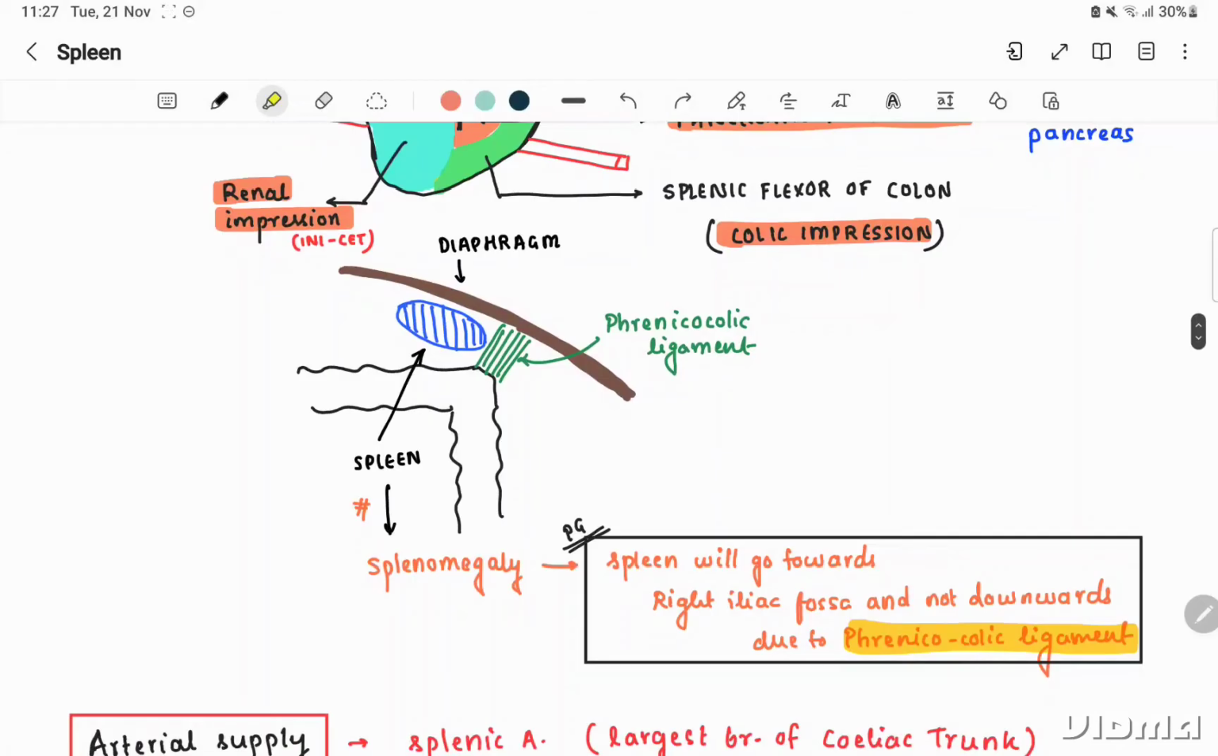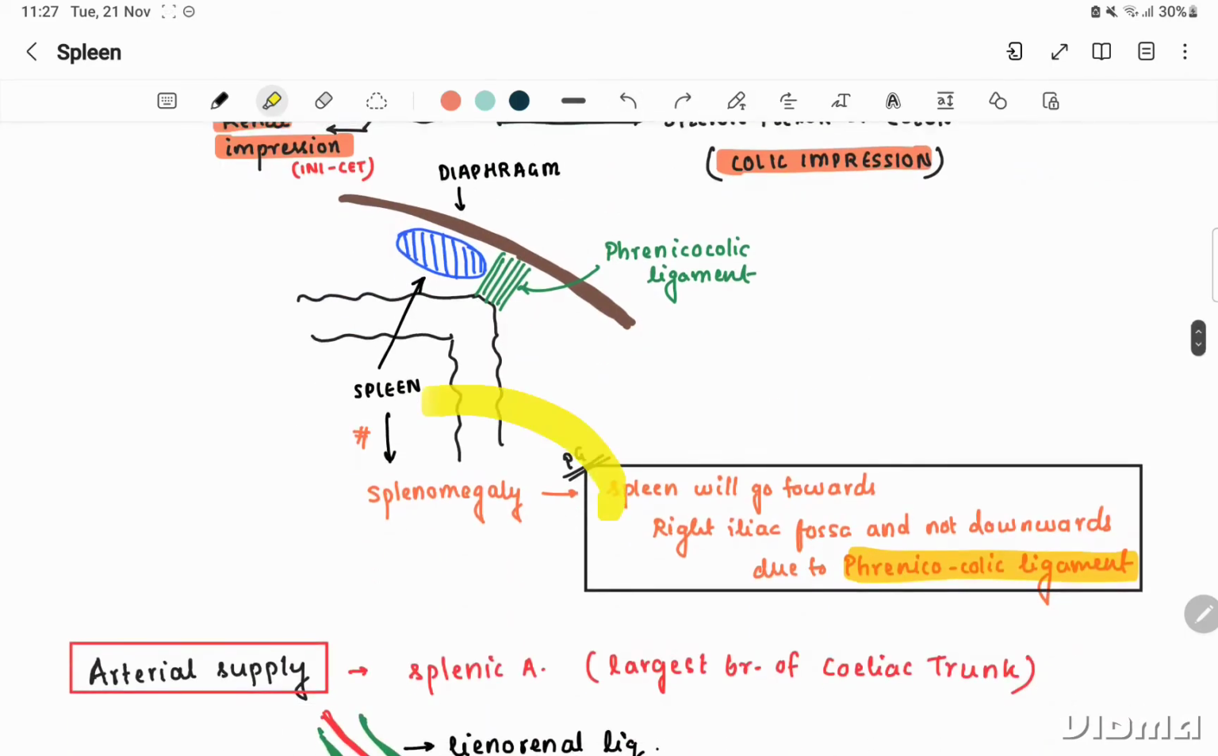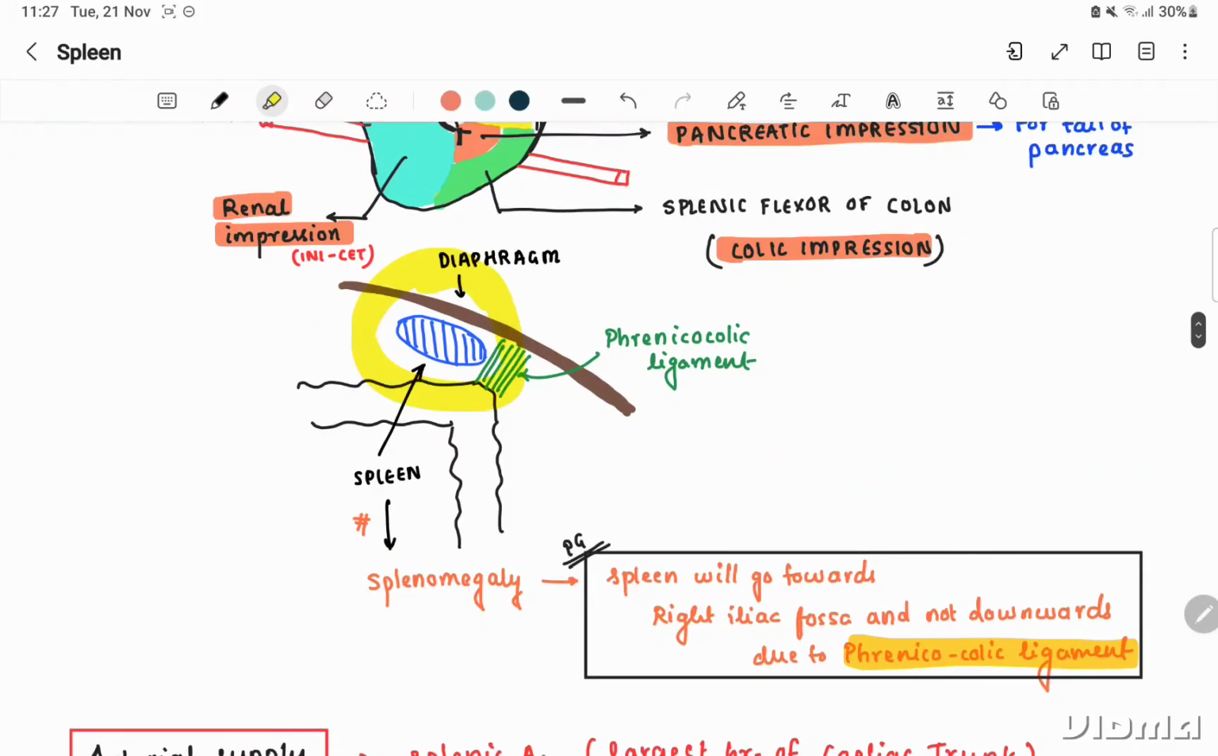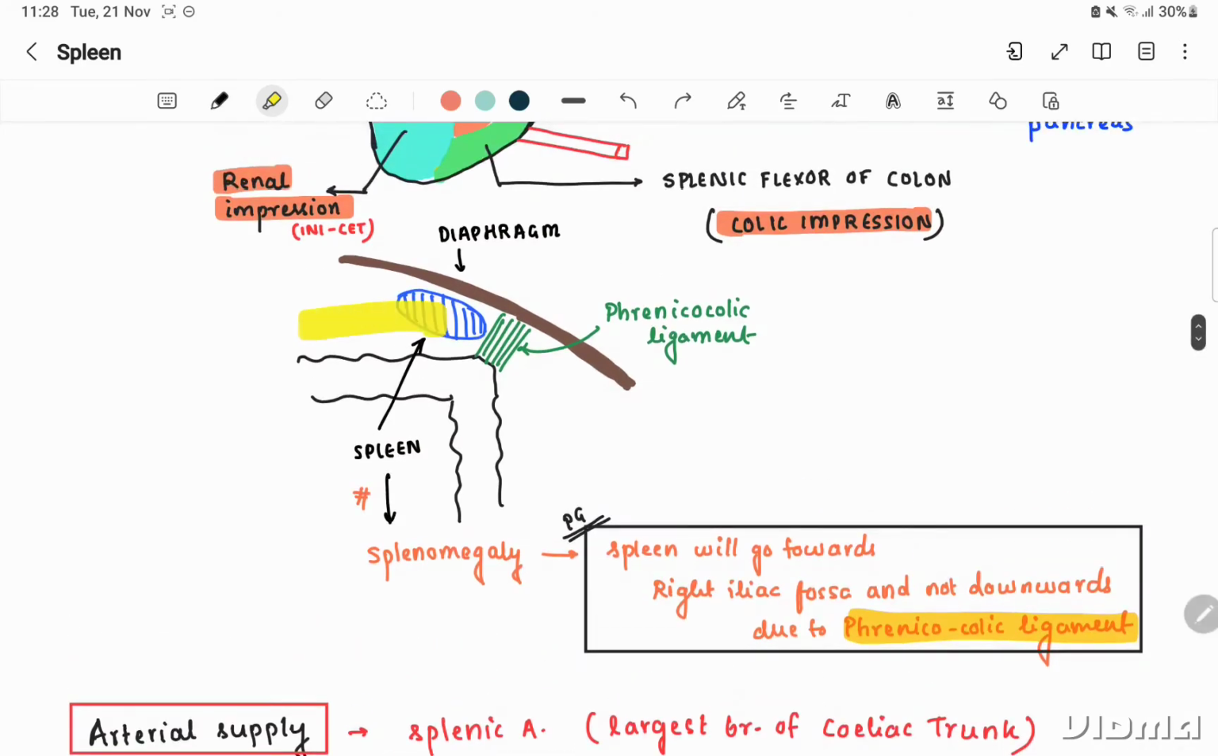Now, talking about how the spleen is lying, this is also an important clinical point. So look, here you have the diaphragm, and here you have the splenic flexure of the colon. The splenic flexure of the colon must be present over here. And then we have a ligament connecting the diaphragm to the colon, which is called the phrenicocolic ligament. So if you have splenomegaly, if the spleen increases in size, it will tend to go forwards instead of to the right and not downwards, due to the phrenicocolic ligament. The spleen will tend to go forward like this.